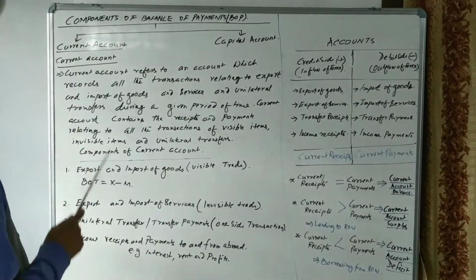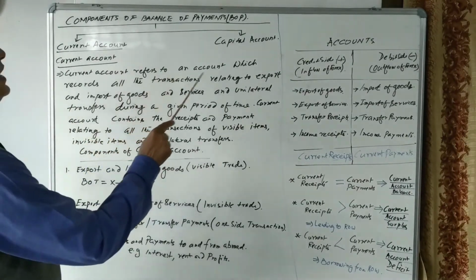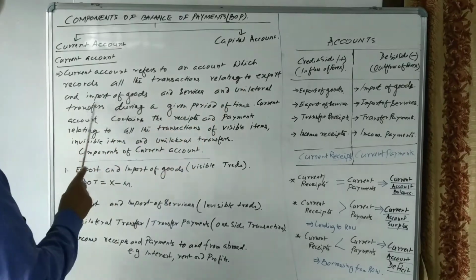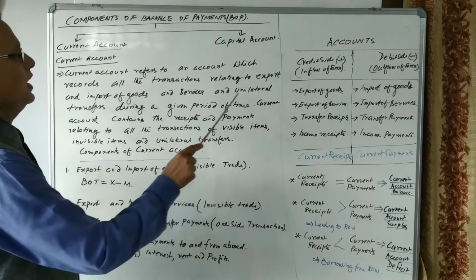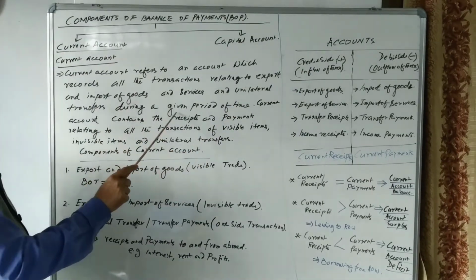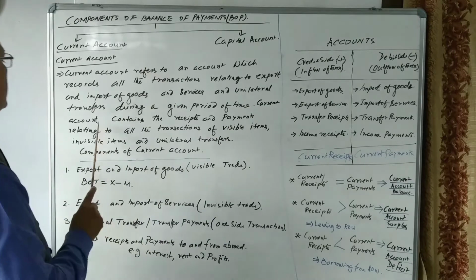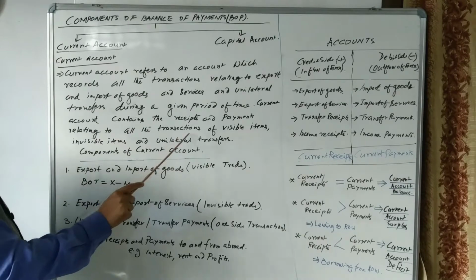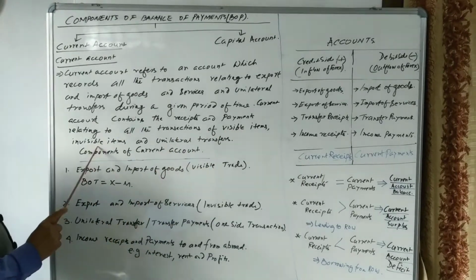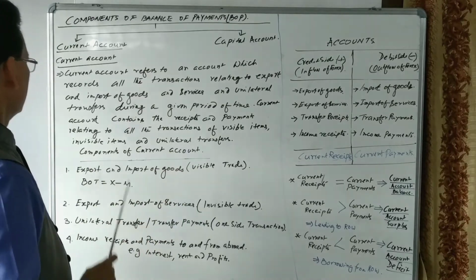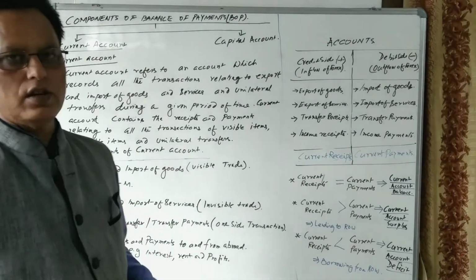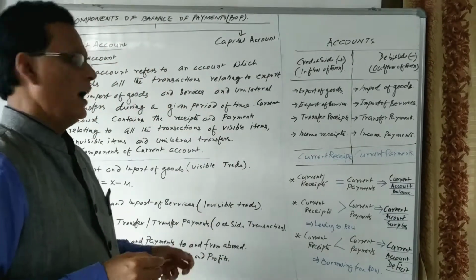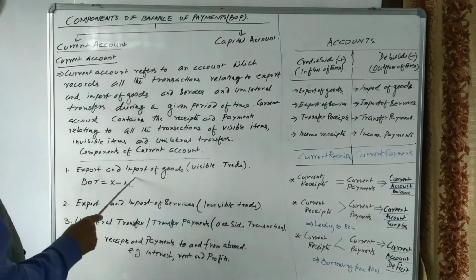I have written: current account refers to an account which records all the transactions relating to export and import of goods and services and unilateral transfers during a given period of time. Current account contains the receipts and payments relating to all the transactions of visible items, invisible items, and unilateral transfers. So let us see what the components of this current account are. Current account has four components, and the first one is export and import of goods.